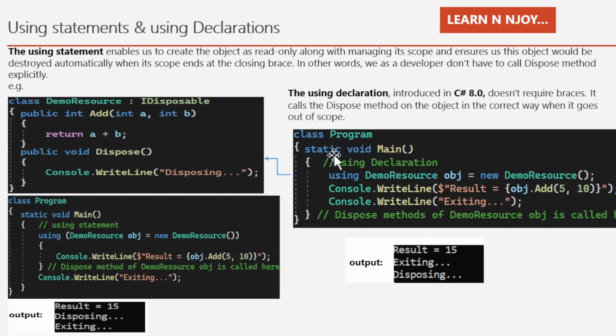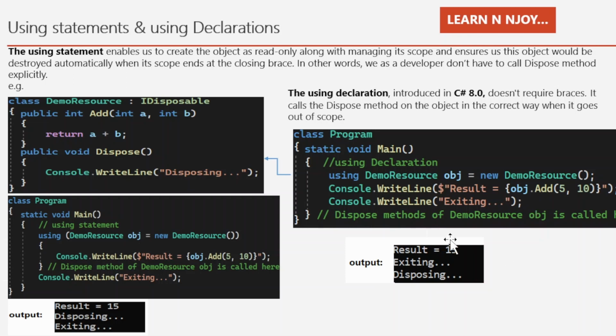So, okay, let's understand it with the help of an example over here. There is a class named Program. Inside that there is a Main method, which is the entry point of this particular application, and here we have used a using declaration. And then we have created an instance of this DemoResource. That's what I have written: using DemoResource obj = new DemoResource. This line basically represents the using declaration, right? After that I have written this Console.WriteLine statement that calls the Add method. We are passing 5 and 10 as parameters, right? And then we have written this Console.WriteLine.